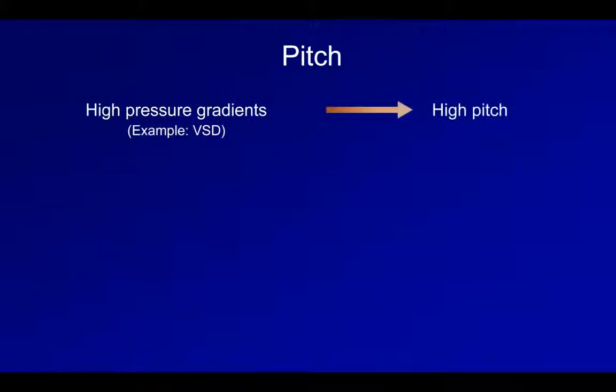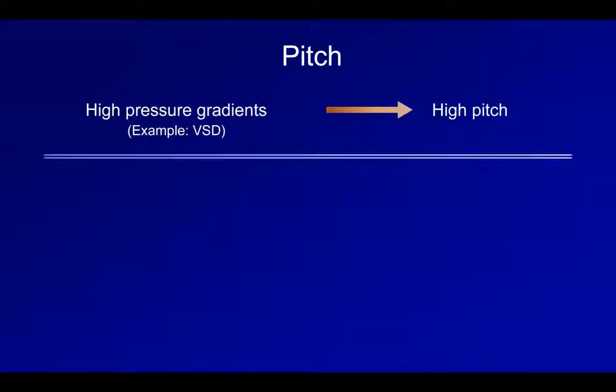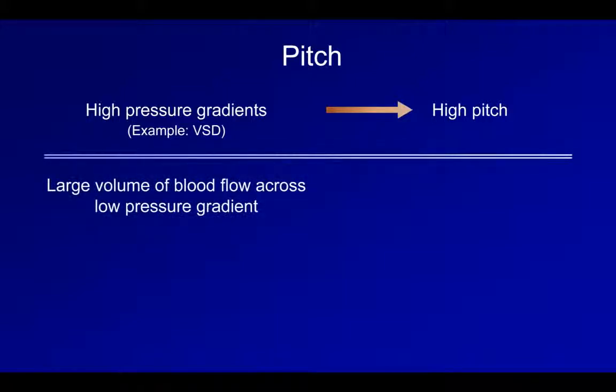The next characteristic to discuss is pitch. The pitch of a murmur is most directly related to two factors. First, high pressure gradients, such as a VSD, tend to produce high-pitched murmurs. Second, large volumes of blood flow across low pressure gradients, such as that in mitral stenosis, tend to produce low-pitched murmurs.